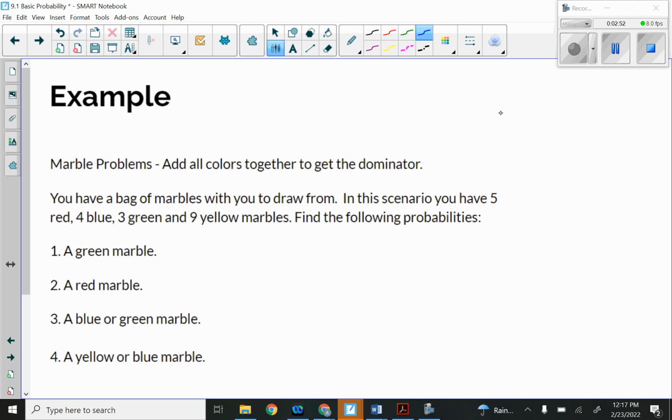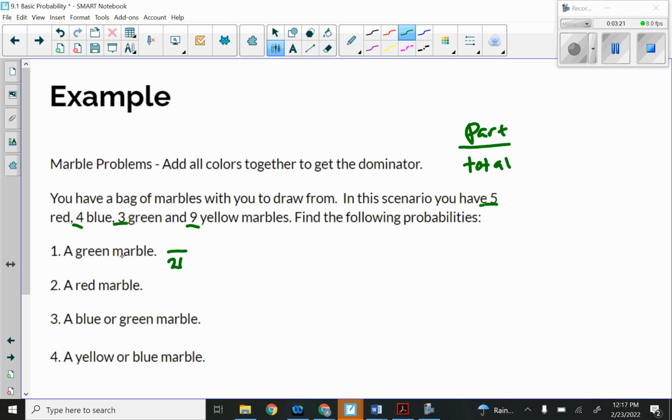Okay, so in marble problems, you'll always add all your colors together to get your denominator. So you'll always have a part over a total. In this scenario, we have 5 red, 4 blue, 3 green, and 9 yellow. That adds up to a total of 21 marbles.